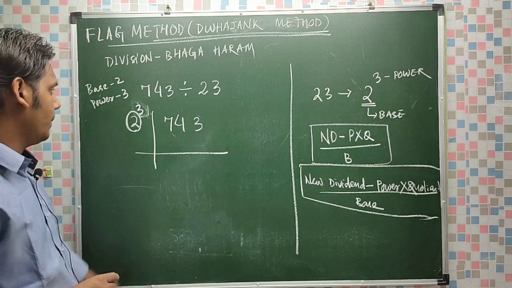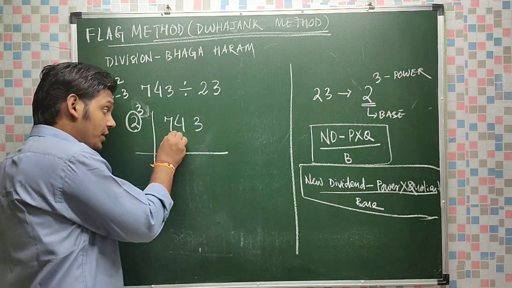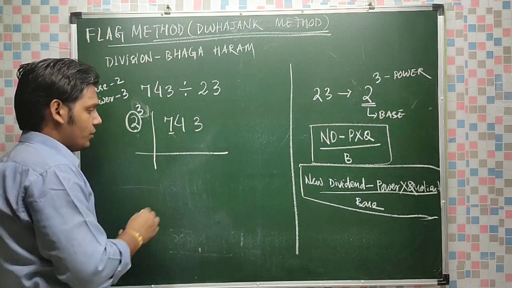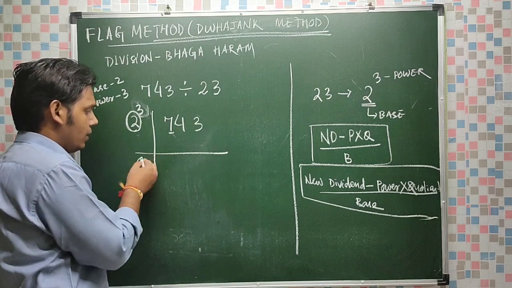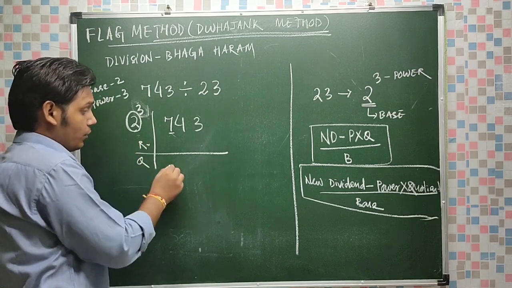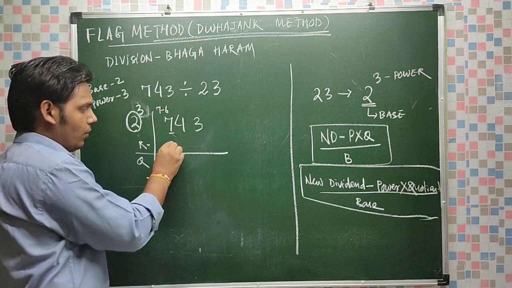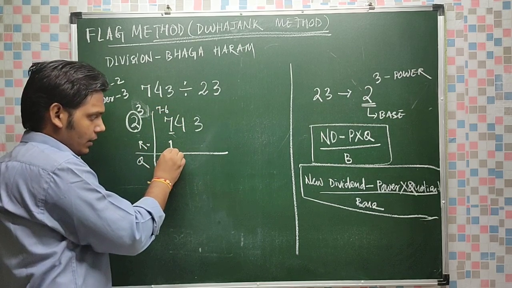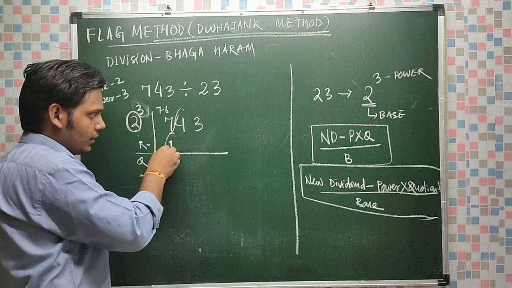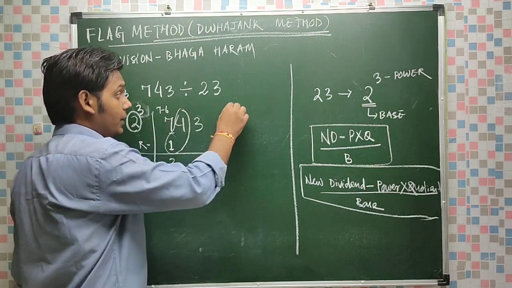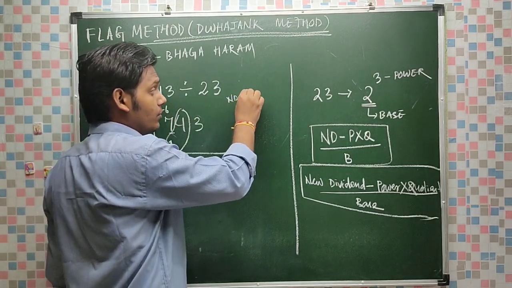Now what is the first step? You have to divide this 7 with this 2. So 3 I can take, here it is the quotient, here the remainder. So 2 3s are 6. So 7 minus 6, that is 1. Now the new dividend is 14.